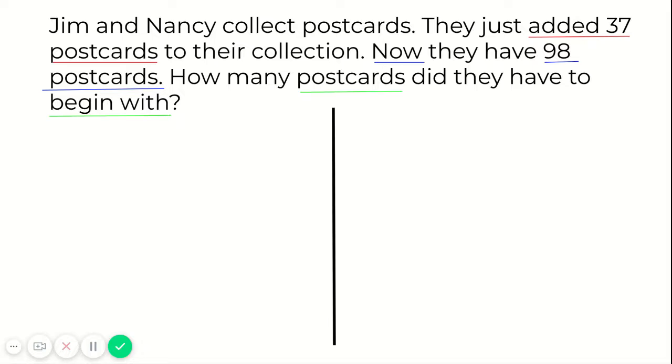When I say begin with, it makes me think I need to go back to the beginning of the problem and see if they told me how many they started with, how many postcards they had at first. I'm looking at the beginning of this problem and I see that all it tells me is Jim and Nancy collect postcards. So I don't know how many postcards Jim and Nancy had to begin with. So that is going to be the unknown, or the thing that I don't know that I want to find out today.